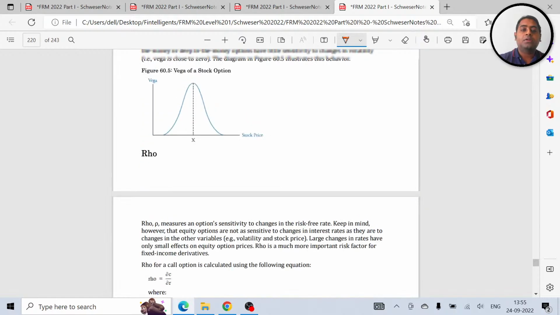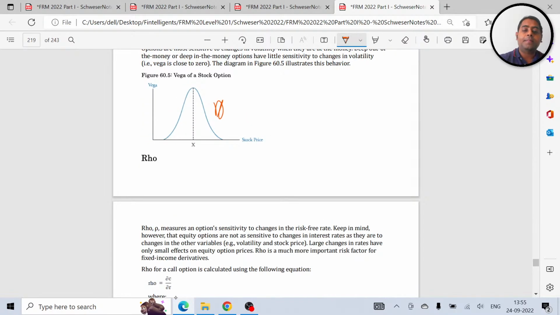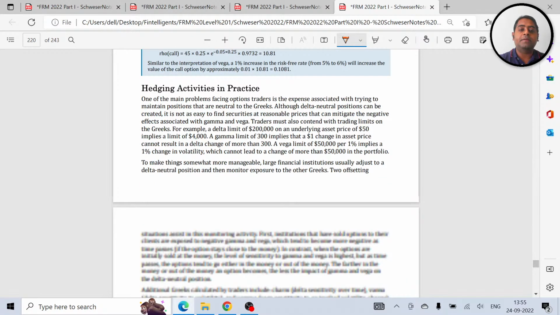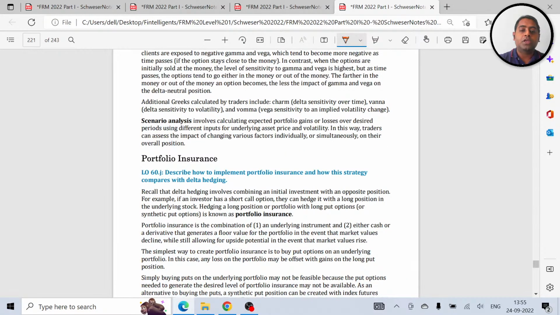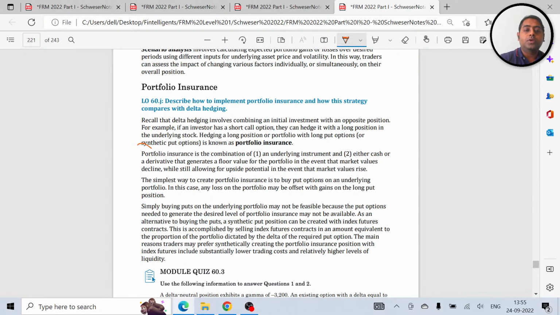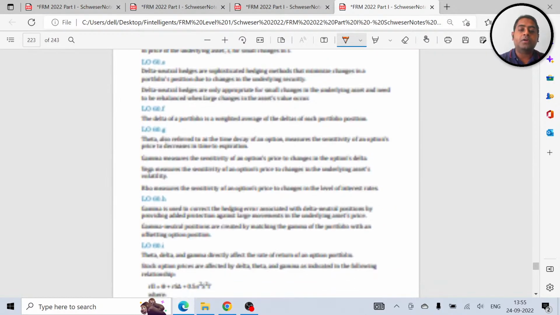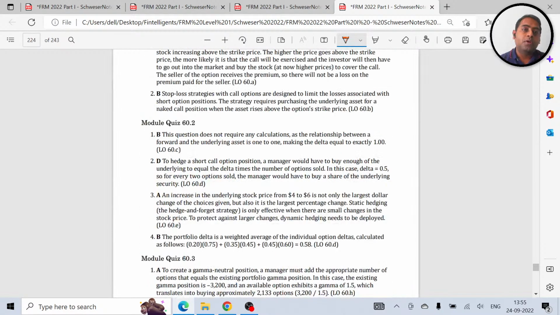Vega, you should remember this diagram for the Vega. Rho is also okay. Hedging activity in practice is also okay. Portfolio insurance, you can read these two paragraphs. With this, we have completed the last chapter of your book 4, which is the option Greeks.